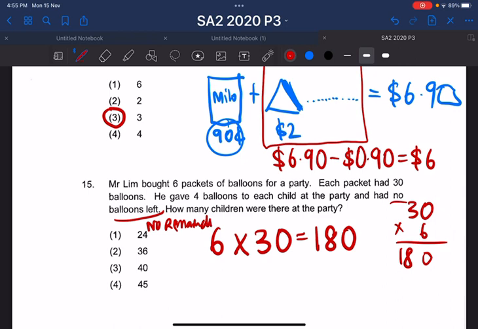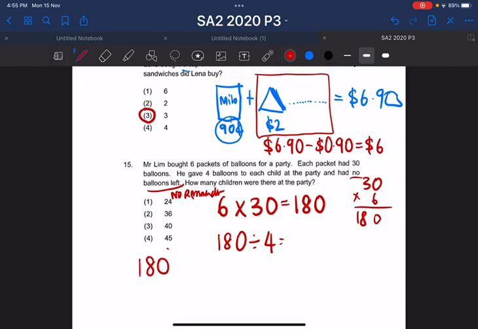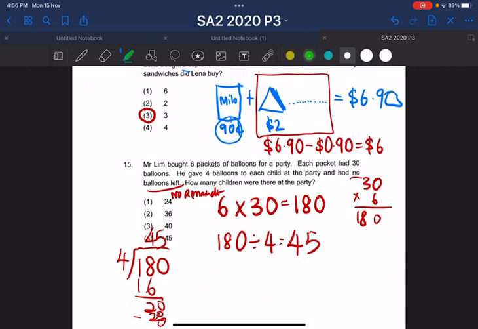Okay, so we're going to try to divide this 180. Why do I divide? Because they are sharing it with 4 balloons per child. So each person gets 4. So 4, 4, 4, 4, 4. We are trying to see how many groups of 4 we can get. 180, we try to divide it by 4. All right, so we'll do our division here. We'll try to see how many 4s we can get. Okay, and we have a total of 45. Do we have a 45 in our answer? Yes, we do. So the answer is option number 4.